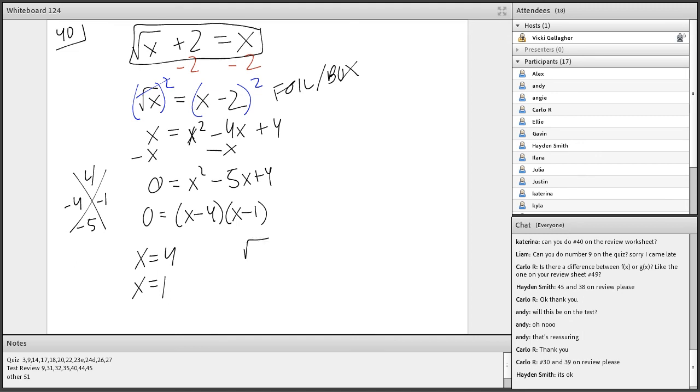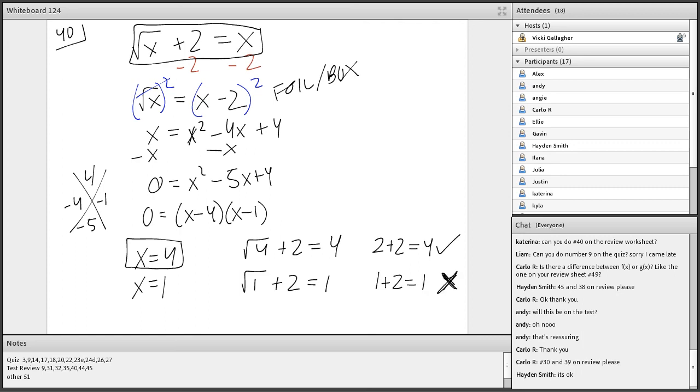And so when I plug in the 4, I get 2 plus 2 equals 4, and yeah, that works. 4 is an answer. When I plug in 1, I get 1 plus 2 equals 1. That is so not correct. And so 1, again, is what we call an extraneous solution. It looks like it's an answer, but it's not really one. And so if this was the test tomorrow, you would only write the number 4 on the answer line. And in your work area, you could do what I did, where you cross off the number 1 since it is extraneous.